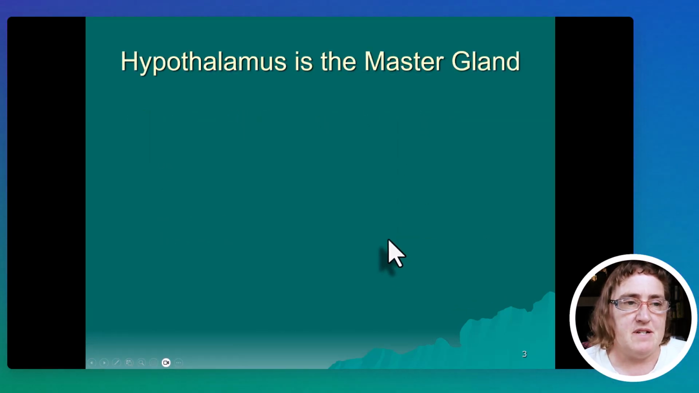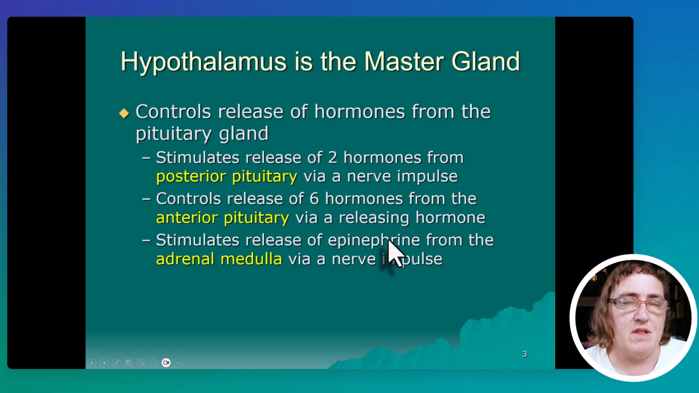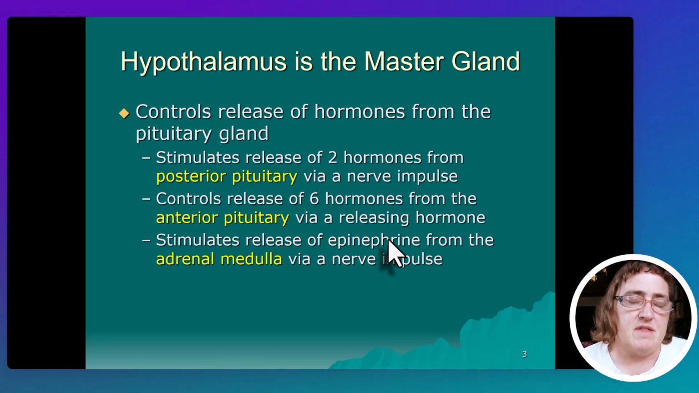So the hypothalamus is kind of the master gland. I know a lot of books say the pituitary gland is, but the hypothalamus controls the pituitary gland. The hypothalamus is located, remember from our first module, slightly above and behind the pituitary gland, and it is connected to it via the infundibulum. It controls the release of two of the hormones from the pituitary gland by a nerve impulse.